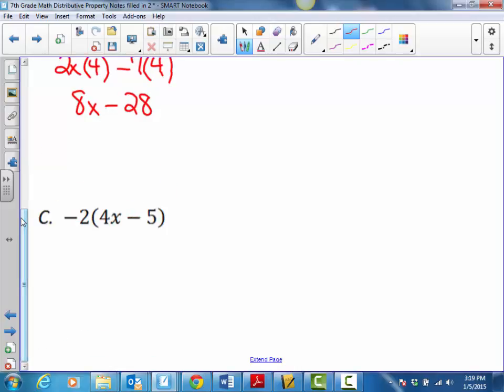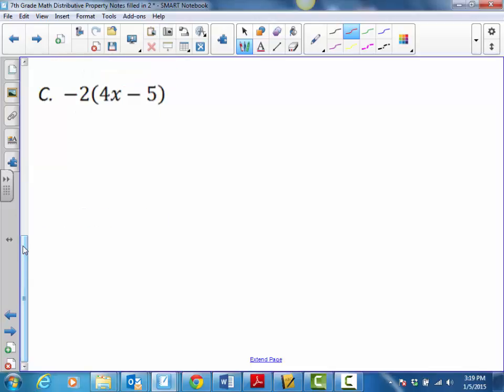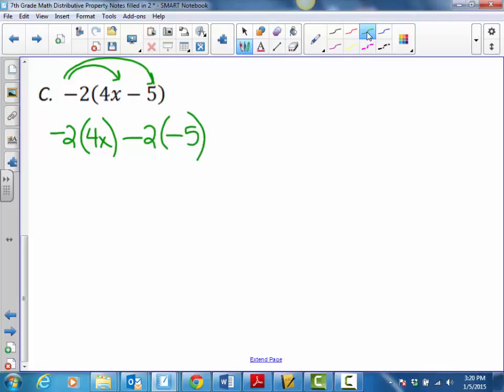This next example, I have negative 2 times 4x minus negative 2 times 5. So negative 2 times 4x minus negative 2 times negative 5. Negative 8x. And remember, a negative times a negative is a positive. It's 10. 2 times 5 is 10. 2 more examples.